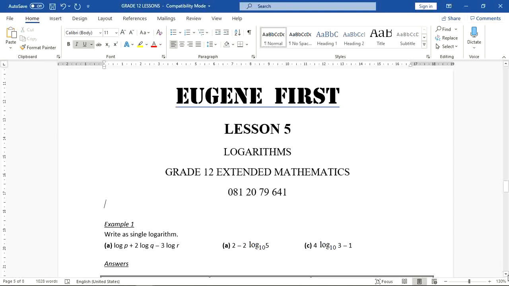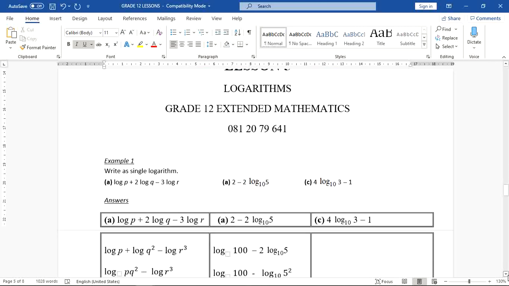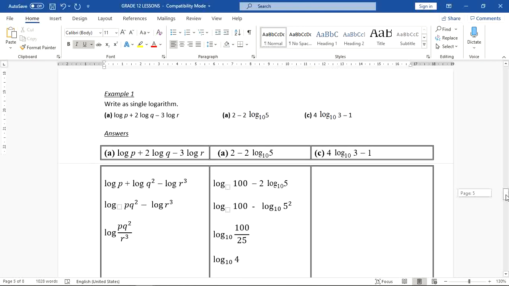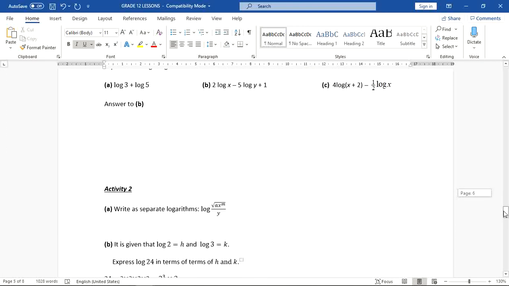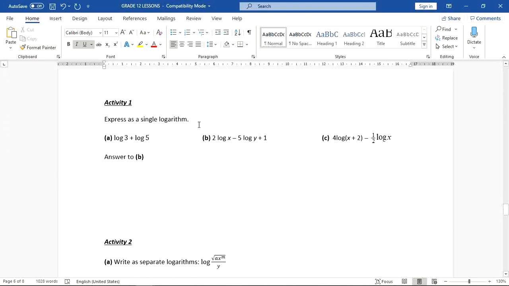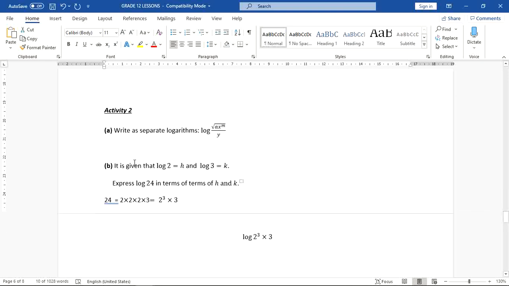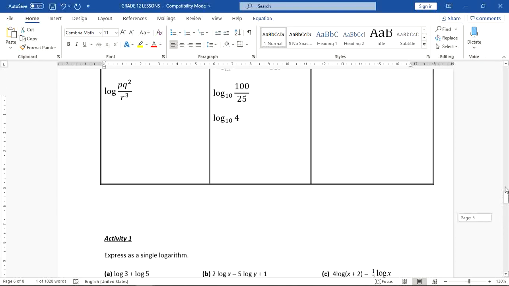In this video, I'll provide the answer to part C, and then after that, I'll give the answer to activity 1, part B. So we need to write this as a single logarithm, and then activity number 2, I'm going to do activity 2 part B. All right, so we are going to express log 24 in terms of h and k. Okay, let's get back up.